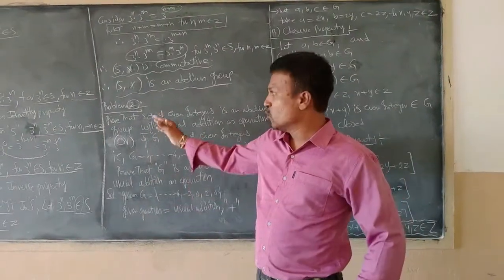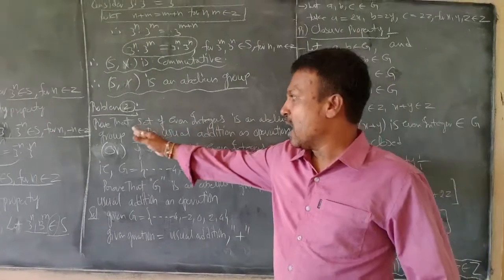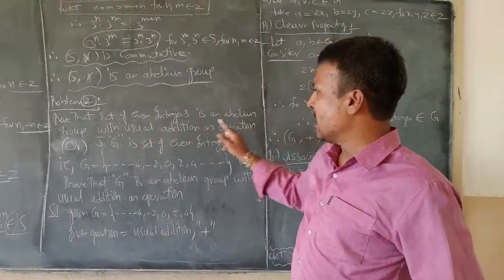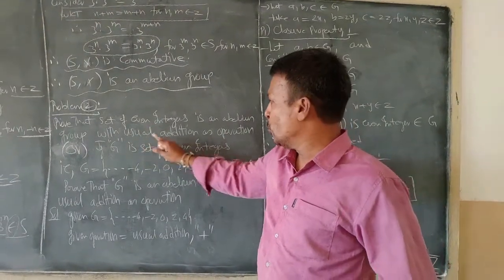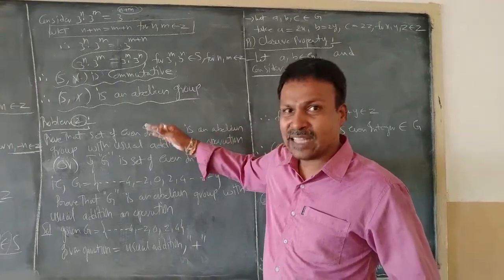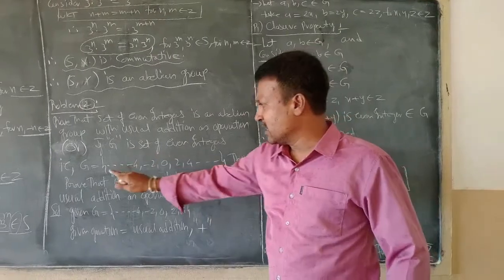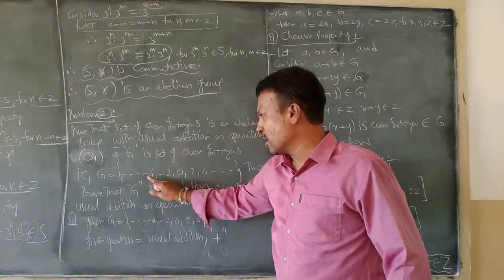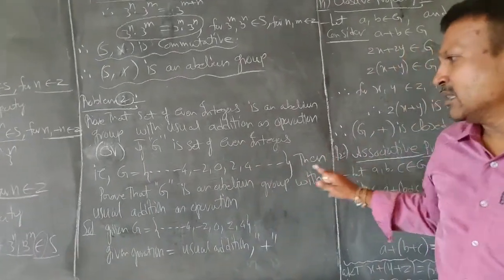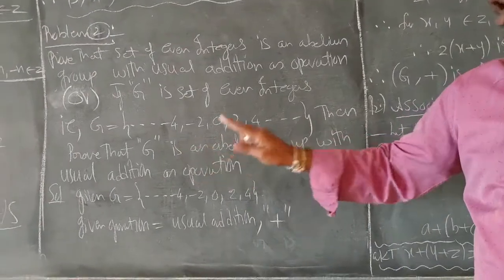Right. Let us move to the second problem. See, the problem has the statement: prove that the set of even integers is an abelian group with respect to usual addition as operation. The same statement can be asked in another way, like if G is the set of even integers, that is G is equal to ..., minus 4, minus 2, 0, 2, 4 and so on, then prove that G is an abelian group with respect to usual addition as operation.